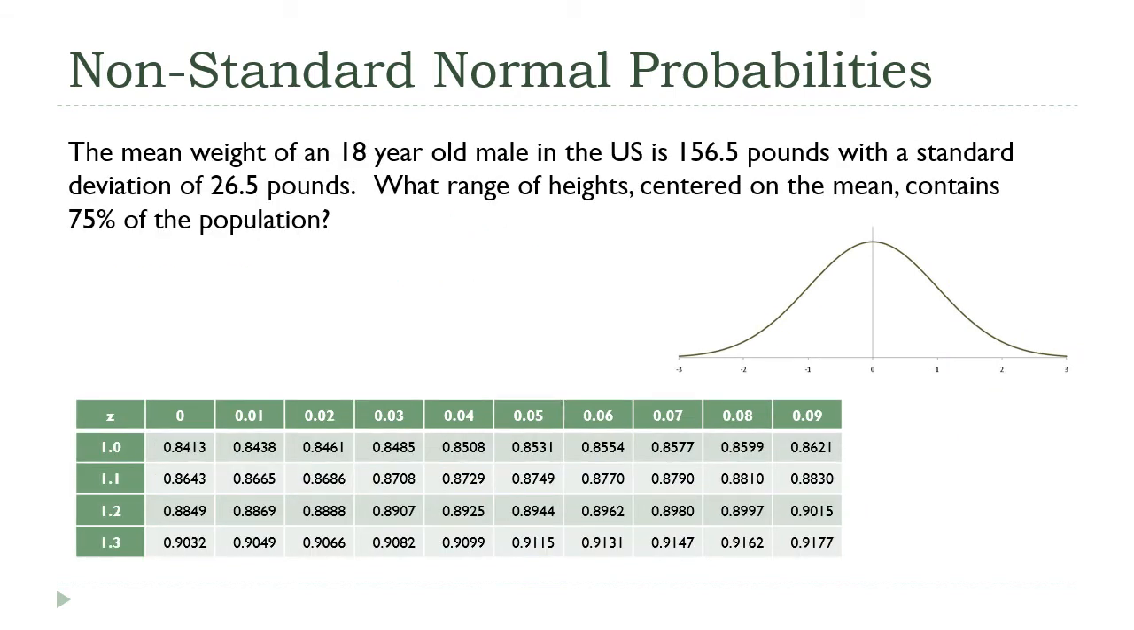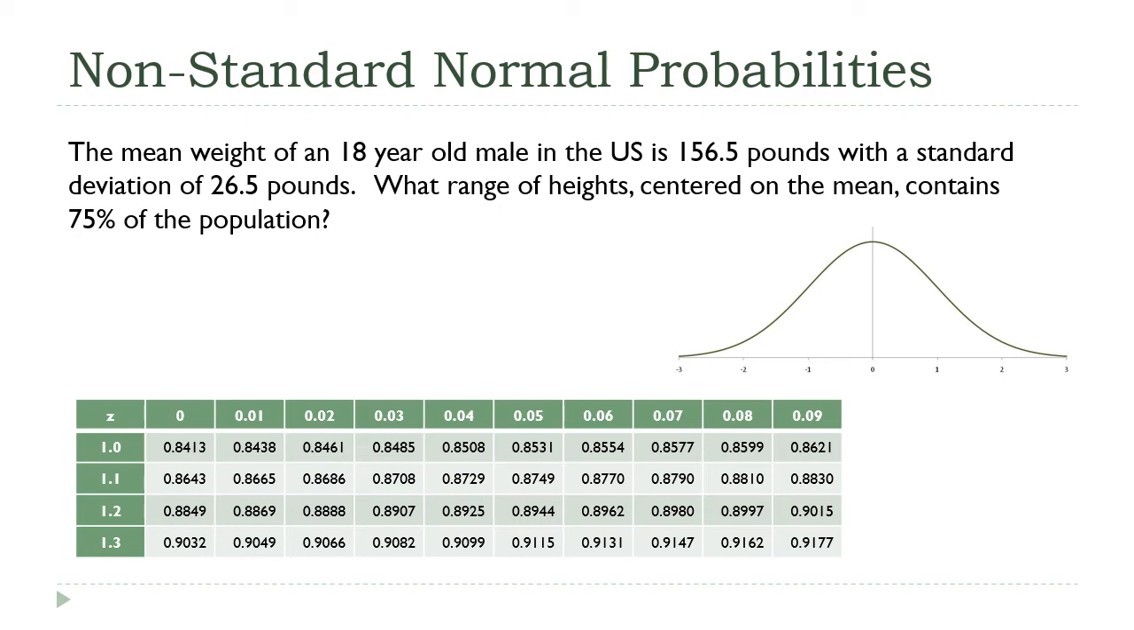So you see here we have something a little bit different. It starts off the same as the others. We're talking about mean or average weights. We expect weights to be normally distributed. And we're given information about the mean and the standard deviation. That's good. Now what we're asked for is the range of heights centered on the mean.